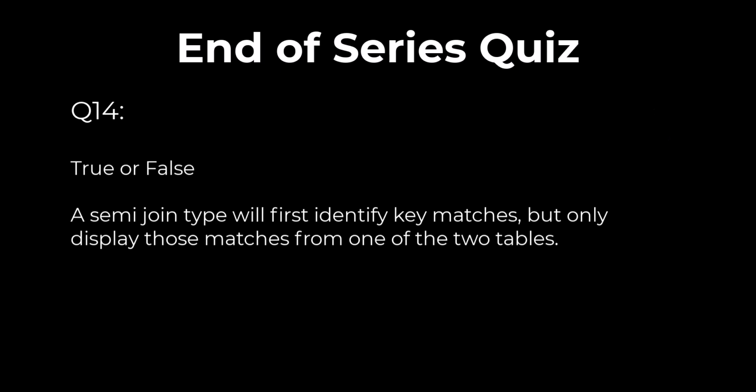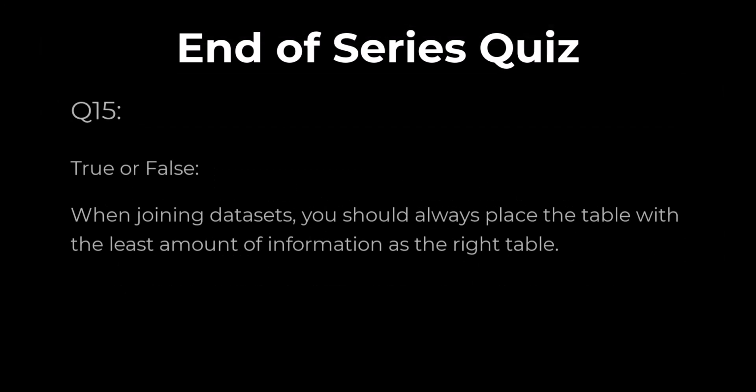The answer is true. The semi-join first matches key values, but the output only displays the matched values from one table. Question 15, true or false? When joining data sets, you should always place the table with the least amount of information as the right table.